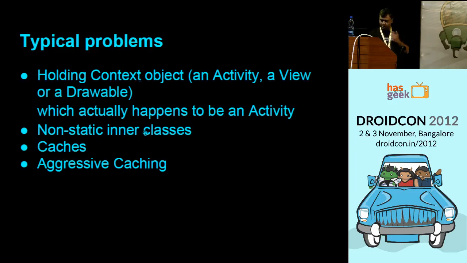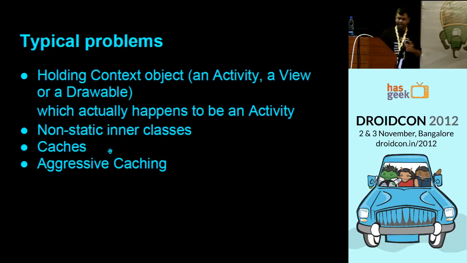Another thing is non-static inner classes. When you have an inner class which is not declared as static, it needs to have access to its parent variables. So by default, it will have a reference to its parent object. As long as the inner object is alive, the parent will be alive, and vice versa. We'll see this also as an example in the coming sections.